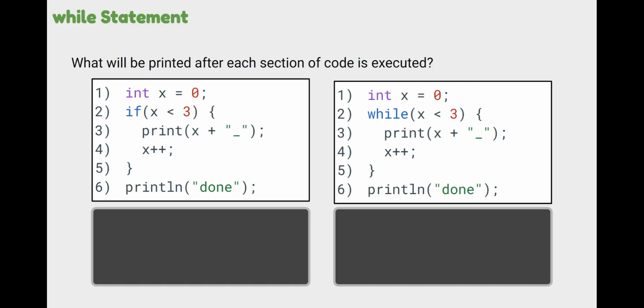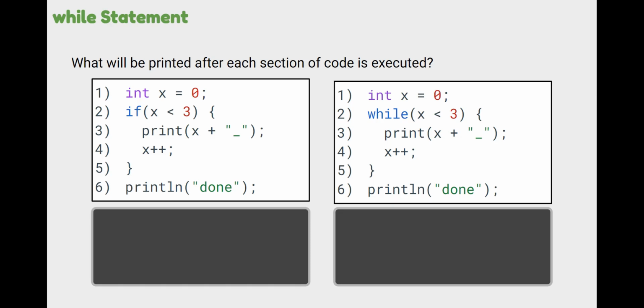Here we are presented with two code statements that are almost identical, besides line 2 on both of them. Line 2 on the left, we have the keyword if. Line 2 on the right, we have the keyword while. Take a second and pause the video and try to determine what will be printed after each section of code is executed.